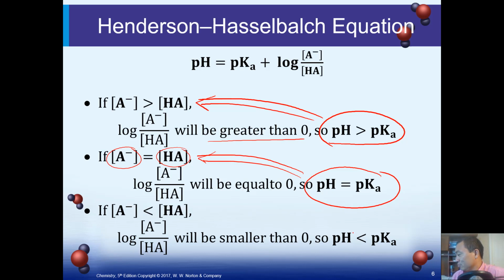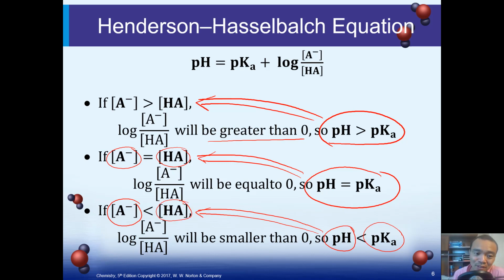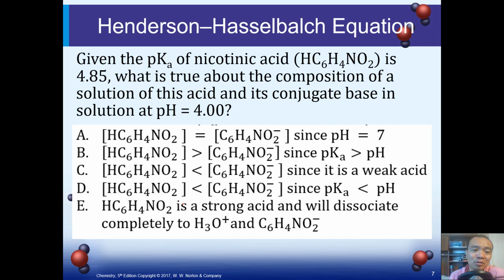If you have a pH for a certain solution smaller than the pKa for a conjugate acid-base pair, then you would expect that you have less base component than acid component. So let's see how we use this detailed analysis.